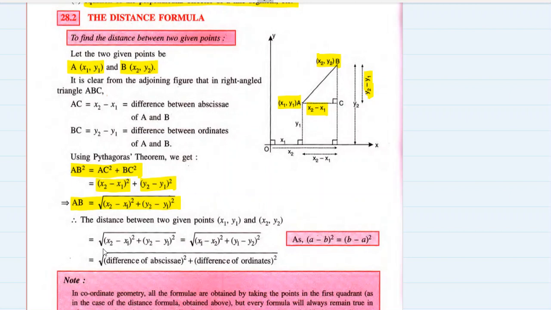You can also write it differently. You had got the original formula as under root of (x2 minus x1) the whole square plus (y2 minus y1) the whole square. But x2 minus x1 and x1 minus x2 make no difference since we are just squaring that difference, so it does not change the final answer. Even if that difference is negative, it becomes positive after squaring, and if it is positive, it remains positive. So the distance formula becomes under root of (x1 minus x2) the whole square plus (y1 minus y2) the whole square. Or you can say it is under root of difference of abscissae the whole square plus difference of ordinates the whole square.